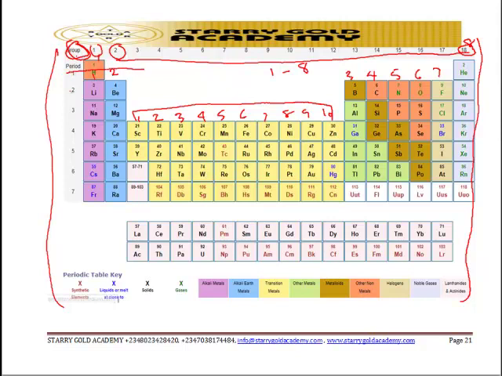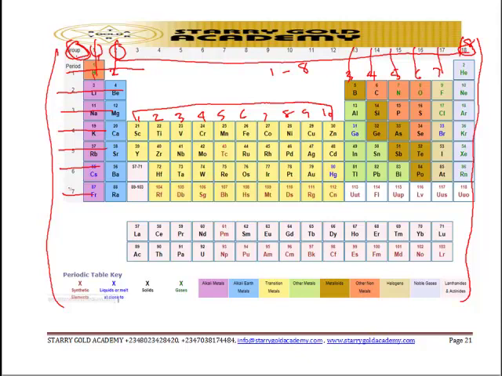Now, in the period, we have period 1. Period 1 goes this way: period 1, period 2, period 3, period 4, period 5, period 6, period 7. In the group, we have group 1 down here, group 2 down, and here we have group 3, group 4, group 5, group 6, group 7, and group 8 in the periodic table. So the periodic table is divided into groups and periods. We have group 1 to group 8, also known as group 1 to group 18, and period 1 to period 7.